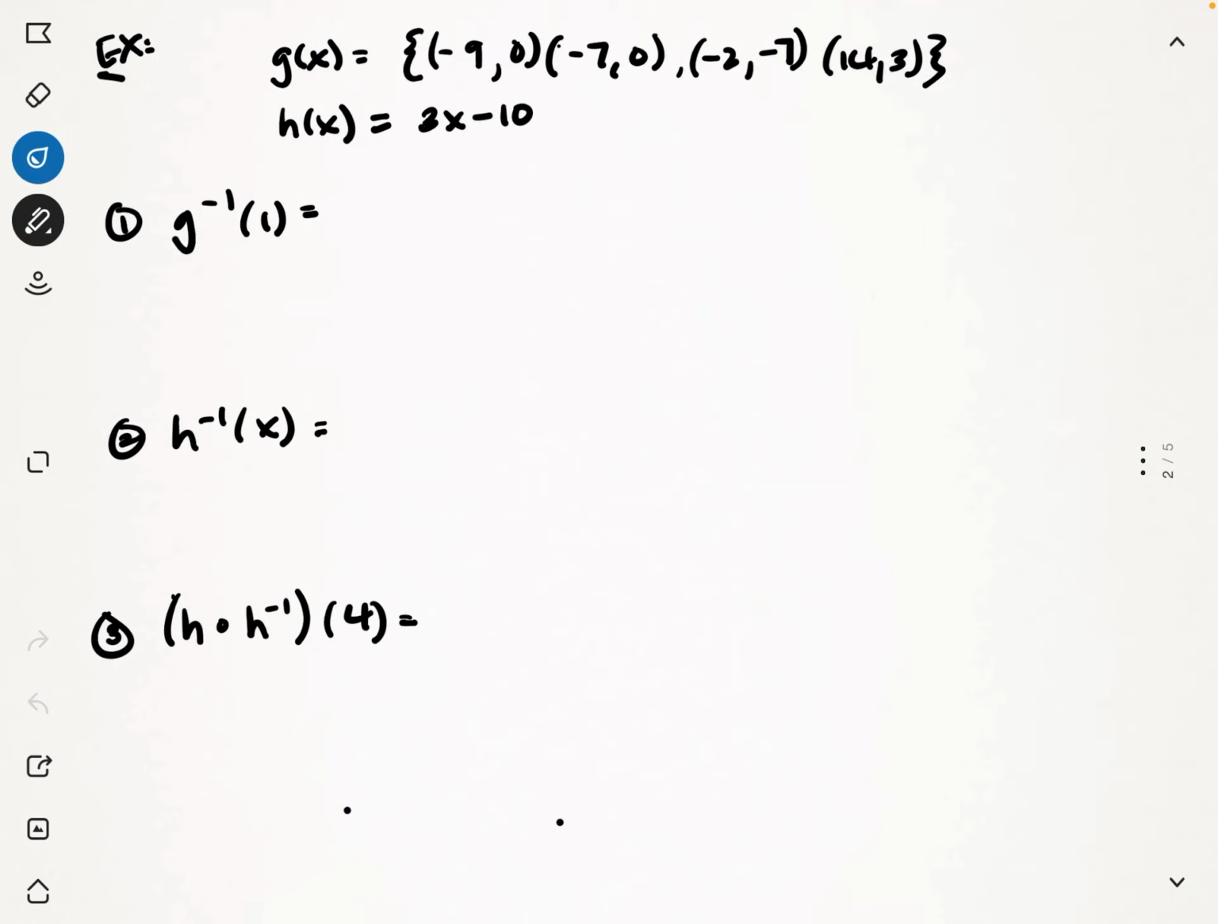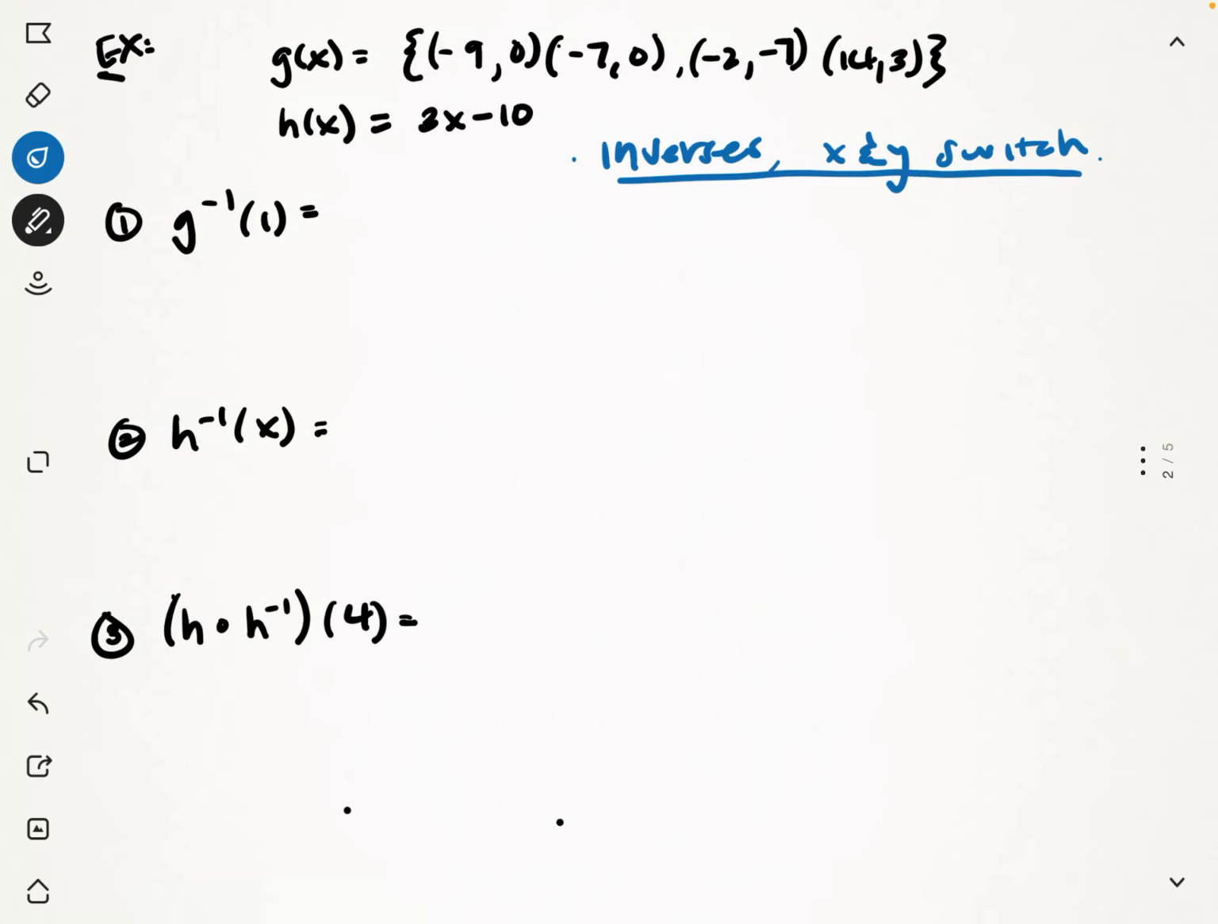Okay, so this next example, we're looking at a set of points: negative 9, 0, negative 7, 0, negative 2, negative 7, and 14, 3 for g of x. And then we have an equation, h of x is equal to 3x minus 10. The thing to remember is that for inverses, the x and y switch. That's a very important thing to remember for math going forward.